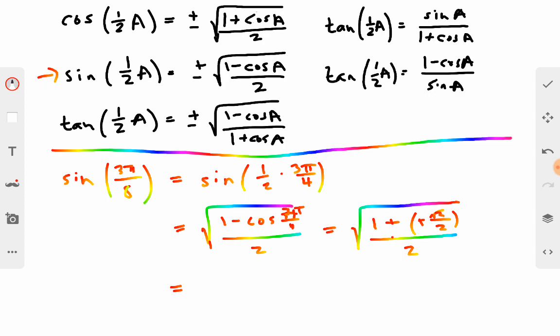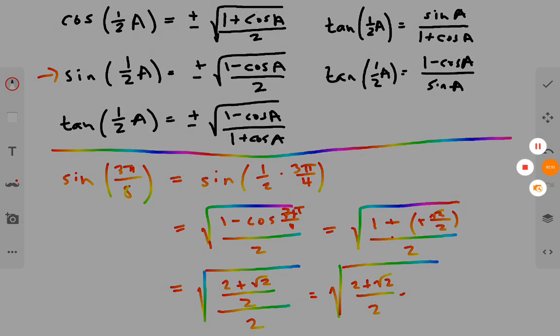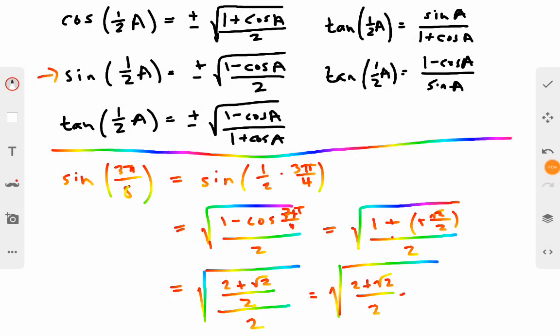And if we get a common denominator, that's going to be 2 plus the square root of 2 over 2 all over 2. We got lots of 2's going on here, so be careful with it. All right, and that's going to give us the square root of, okay, so we're going to change this to multiplying by the reciprocal now. We've got 2 plus square root of 2 over 2 times the reciprocal, which would be 1 over 2.